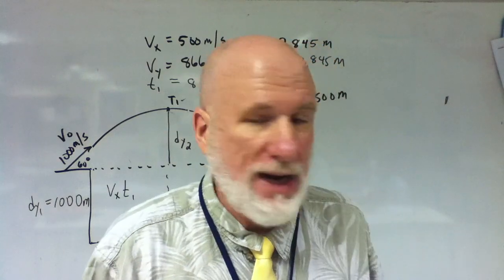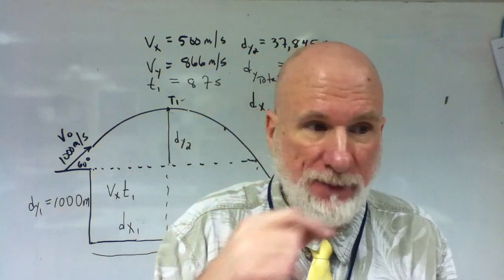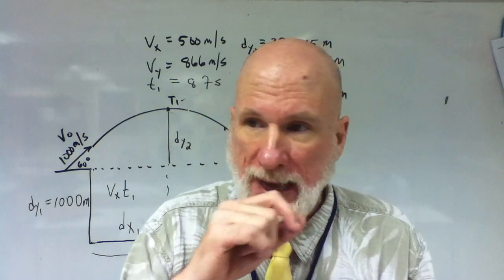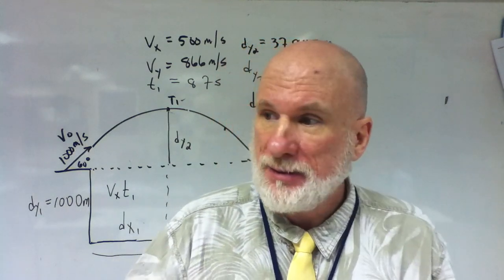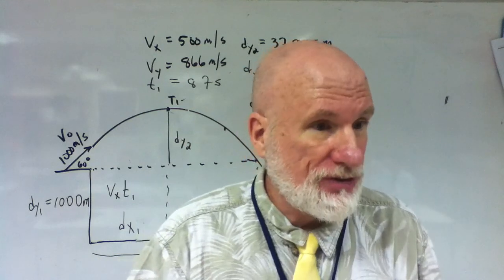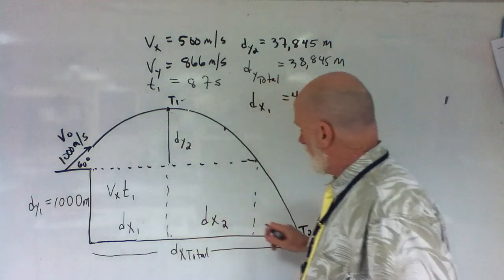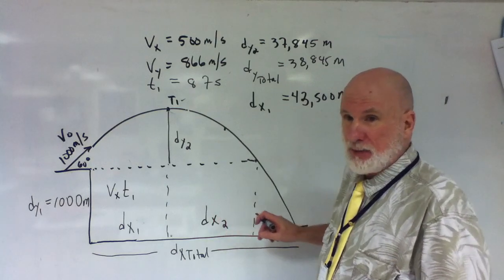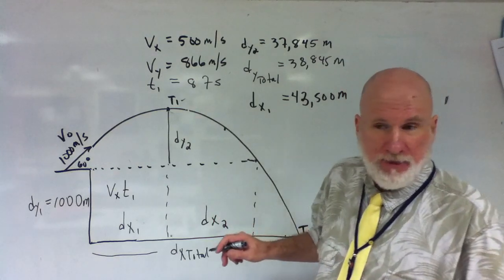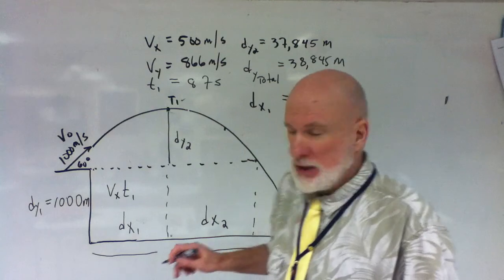So if you're guesstimating and you're trying to keep track as to whether or not your answer is correct, when you get the next part, which is dx2, it shouldn't be less than, and it shouldn't be double it. It should be something greater, but not terribly greater.